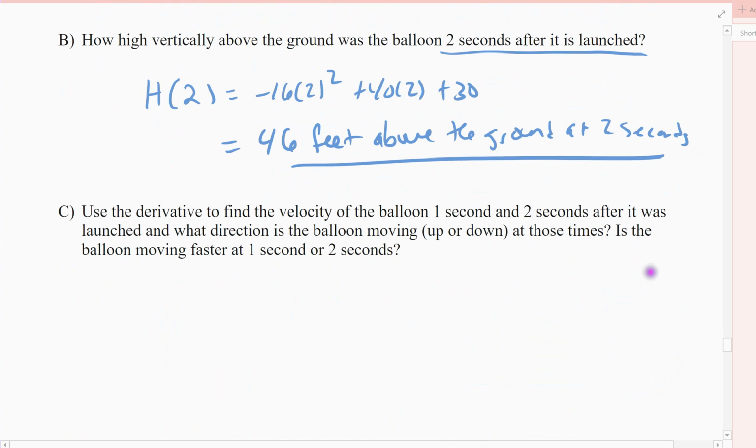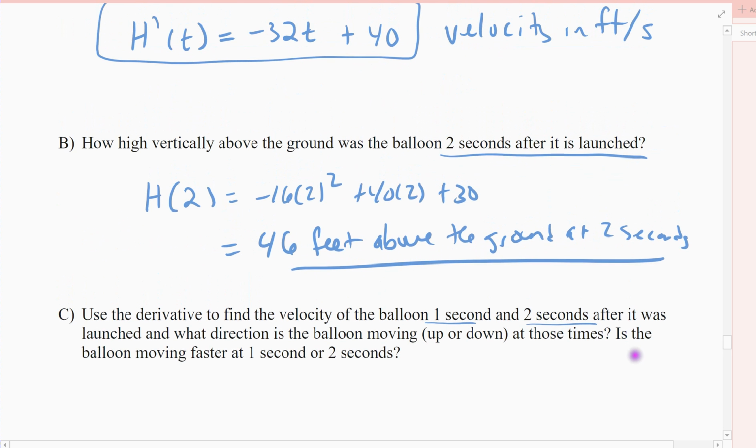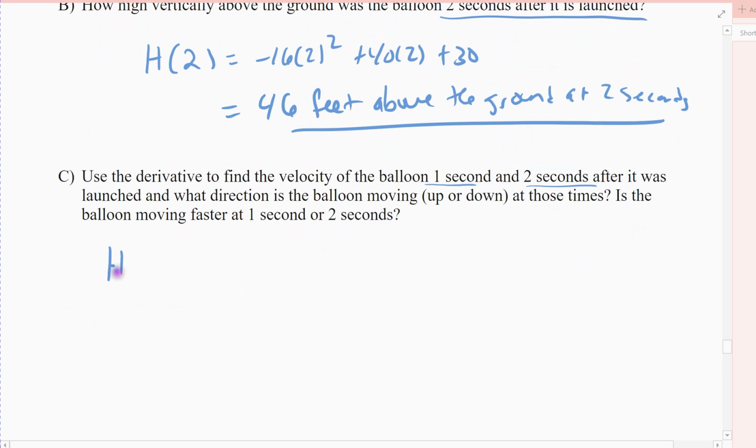Right, next problem. Use the derivative to find the velocity of the balloon at 1 second and 2 seconds after it was launched. Is it moving up or down at those times? Is the balloon moving faster at 1 second or 2? So I want to find the velocity at 1 second and at 2 seconds using the derivative, which I'm going to write down here so that we have it. Remember, it's in feet per second. A positive number will mean it's moving up. A negative number means it's moving down.